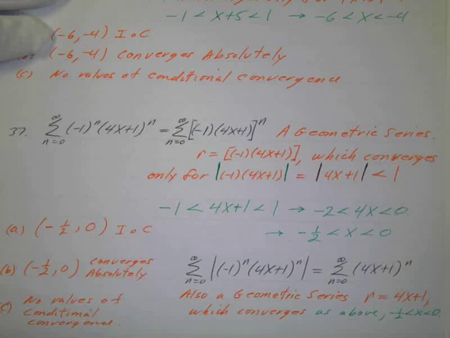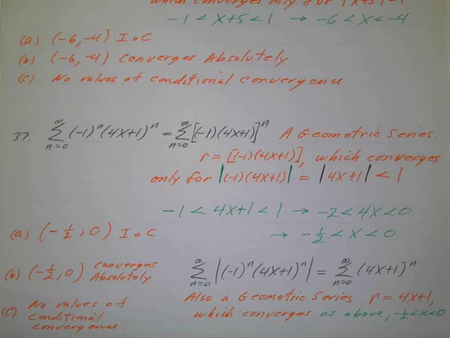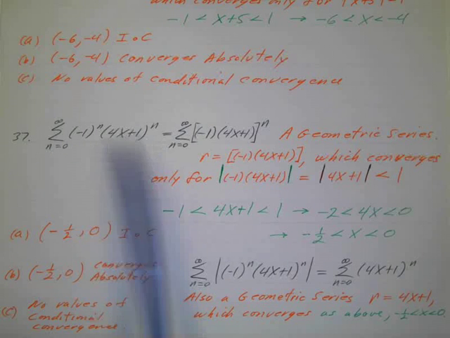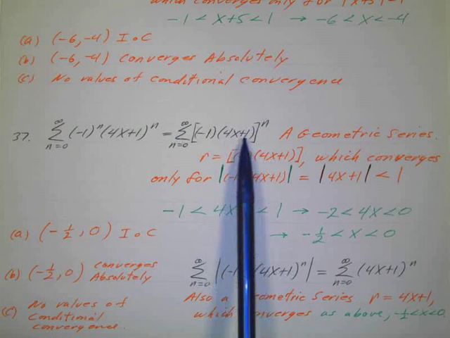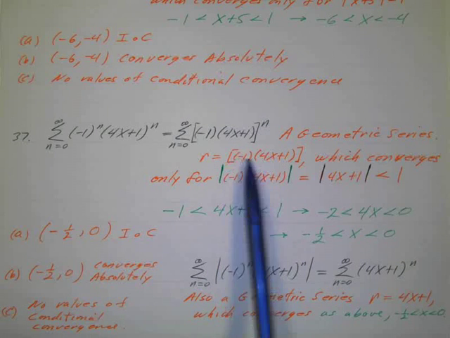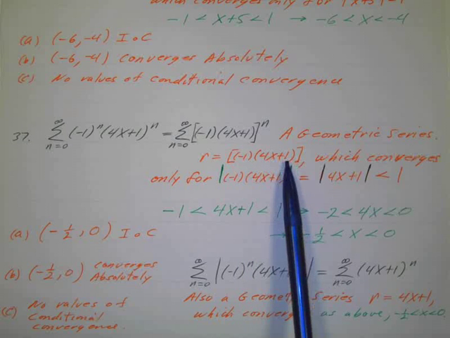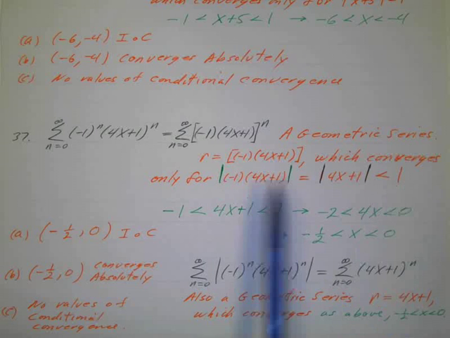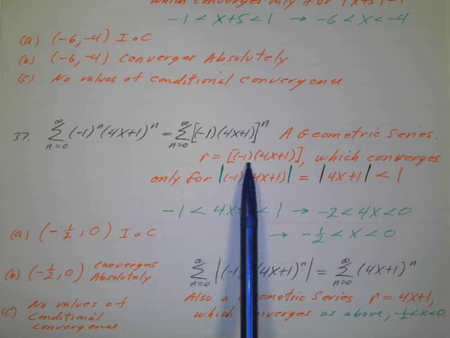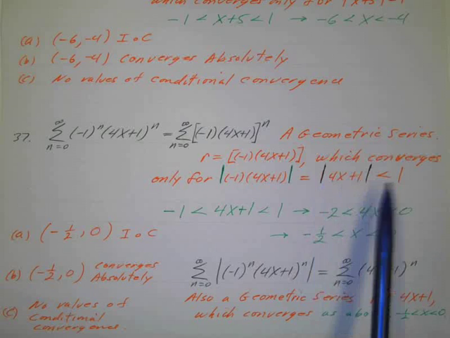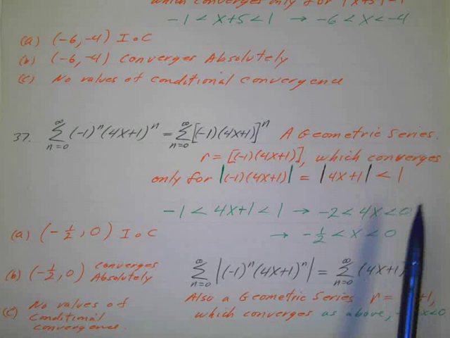So there is a little bit more to this one. We have this series, -1 to the n, 4x plus 1 to the n. I can rewrite this as -1 times 4x plus 1, all to the n, and I can see I have a geometric series, and this is my ratio: -1 times 4x plus 1, which converges only for the absolute value of that less than 1. The absolute value of -1 is 1, so it converges for the absolute value of 4x plus 1 less than 1.